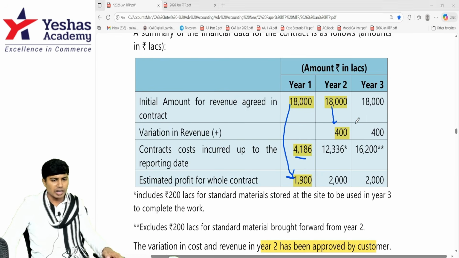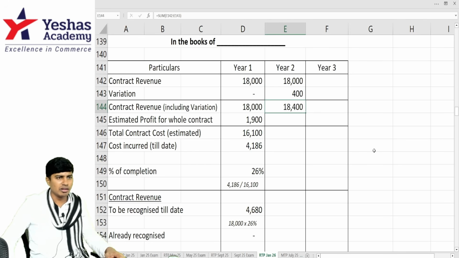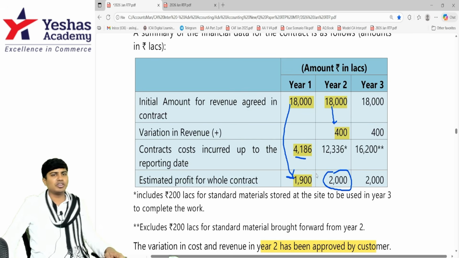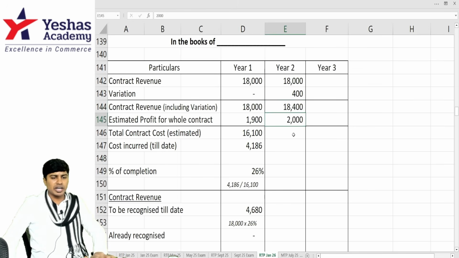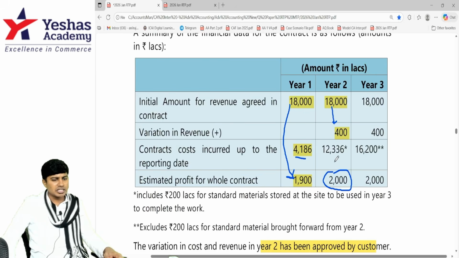For year 2, contract revenue is changing. 18,000 plus 400, which is 18,400. Then the estimated profit from the contract is 2,000. They're expecting a profit of 2,000 from the contract. So can I say the total cost will become 16,400? In 16,400, how much is incurred? 12,336, but it has a star.